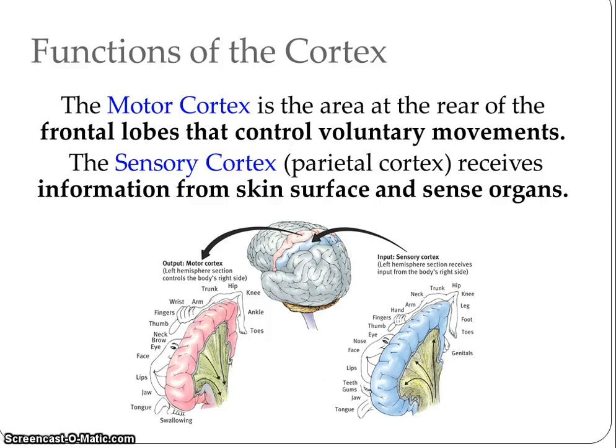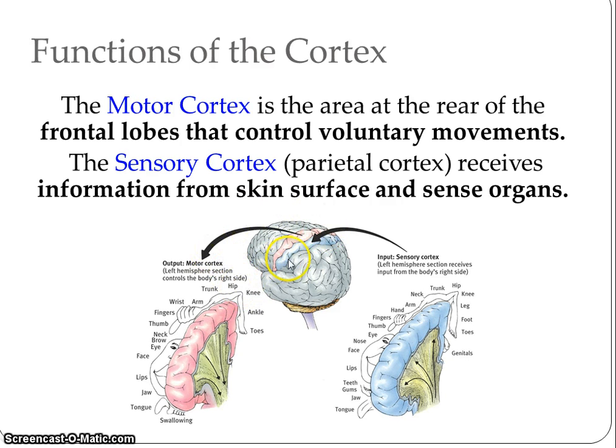So continuing on, one of the things I want to mention about the two hemispheres, which there will be a whole other lecture on, is that the left side of your brain controls the right side of your body, and the right side of your brain controls the left side of your body. So if you were to stimulate the left side of the motor cortex, the right side of your body is going to move. If you stimulate the right side of your motor cortex, the left side of your body is going to move.